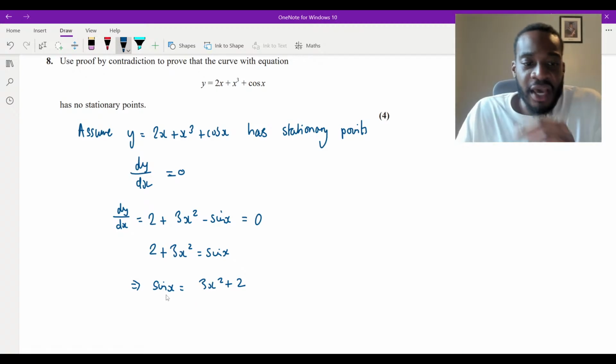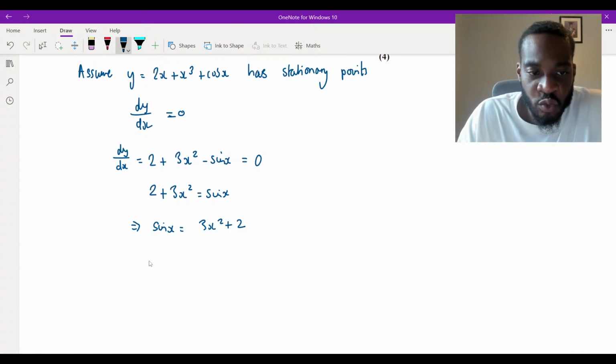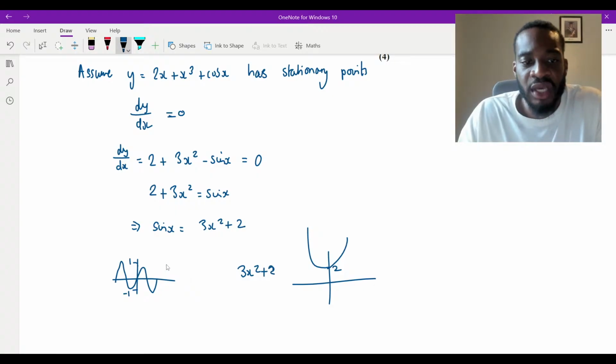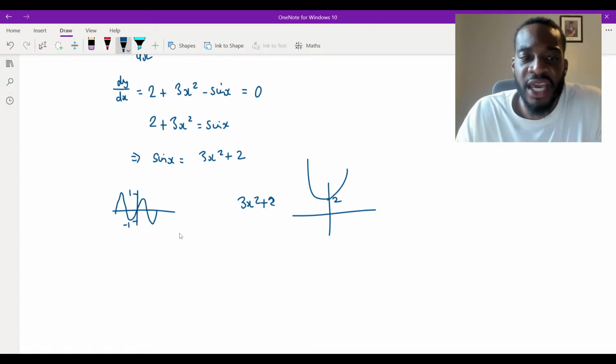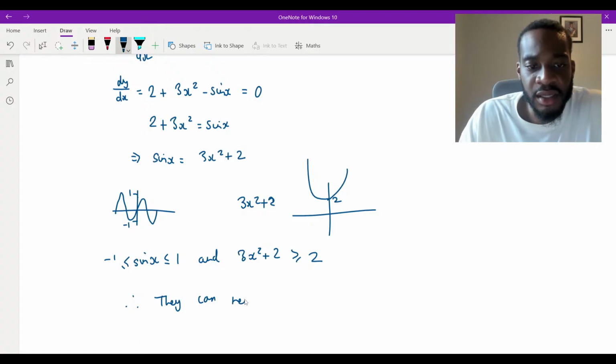So, sine x is equal to 3x squared plus 2. What's the problem with that? Well, sine x we know oscillates between 1 and minus 1. 3x squared plus 2, what does that look like? The minimum point is 2. The maximum point of sine x is 1. There's a contradiction. These can't ever be equal. So what you're going to say is that sine x goes between minus 1 and 1, and 3x squared plus 2 is greater than or equal to 2. Therefore, they can never intersect.